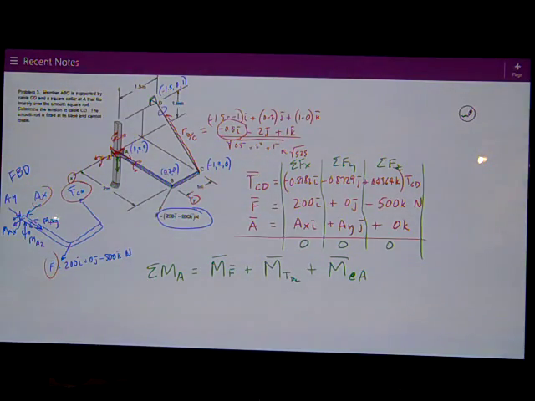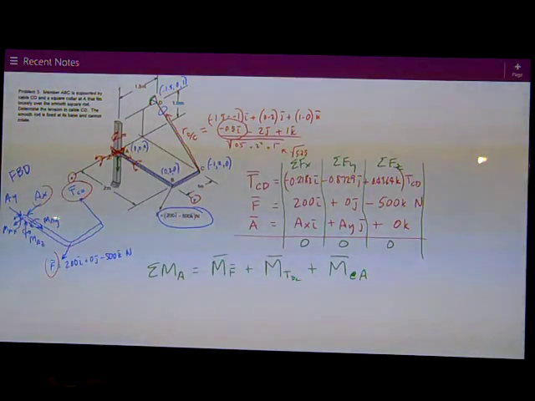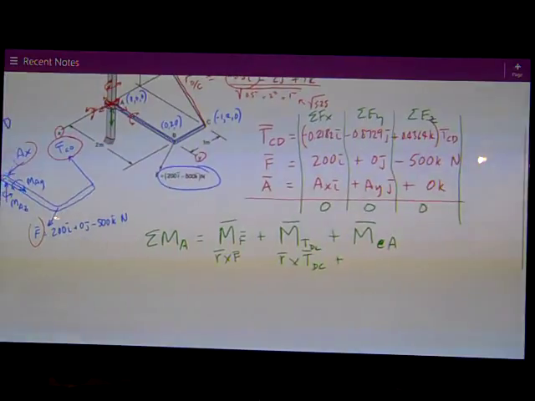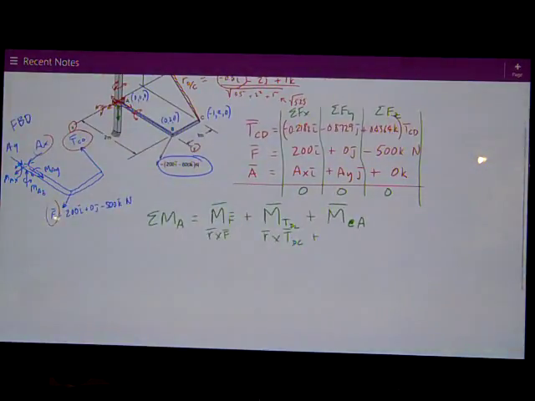Okay, so I need to think about what all these mean. And what all these are is cross products. This is R cross F, and this is R, some other R, position vector, cross with TDC. And these are just the moments at A, MAX, MAY, MAZ. So now I want to write them out in a form that I can evaluate. These two produce 3 by 3 determinants that I need to evaluate. So I can write it in a column form like this.